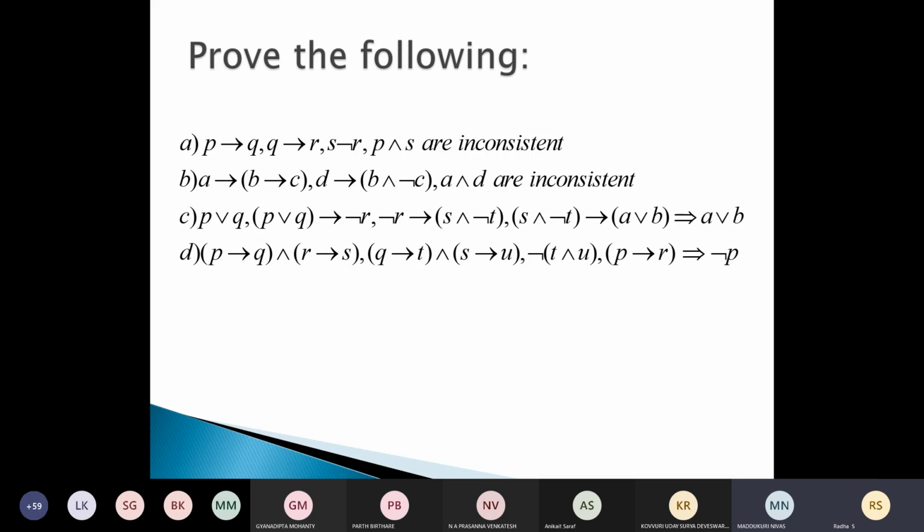Take down this. A tends to B tends to C, D tends to B and not C, A and D. If you want, you can try for a while. Try for 2 minutes and then tell your suggestion. Each of you can tell your suggestion. There is no unique way of proving this. It is up to you to start and prove it.